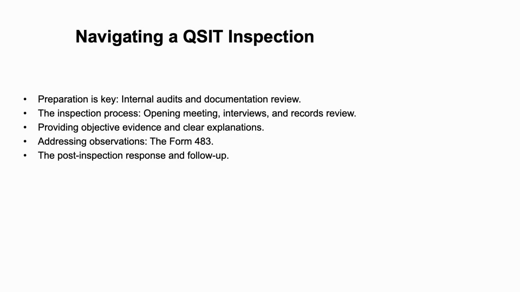The most important thing a company can do is to be prepared and transparent. This means having all documentation readily available and providing clear, concise, and honest answers to the investigator's questions. If the investigator finds any deficiencies, they will be documented on a Form 483, which is a list of inspectional observations. The company then has an opportunity to respond with a corrective action plan. A strong post-inspection response and effective follow-up are critical for a successful outcome. By understanding and preparing for each stage of the inspection process, manufacturers can turn a potentially adversarial situation into a collaborative one.